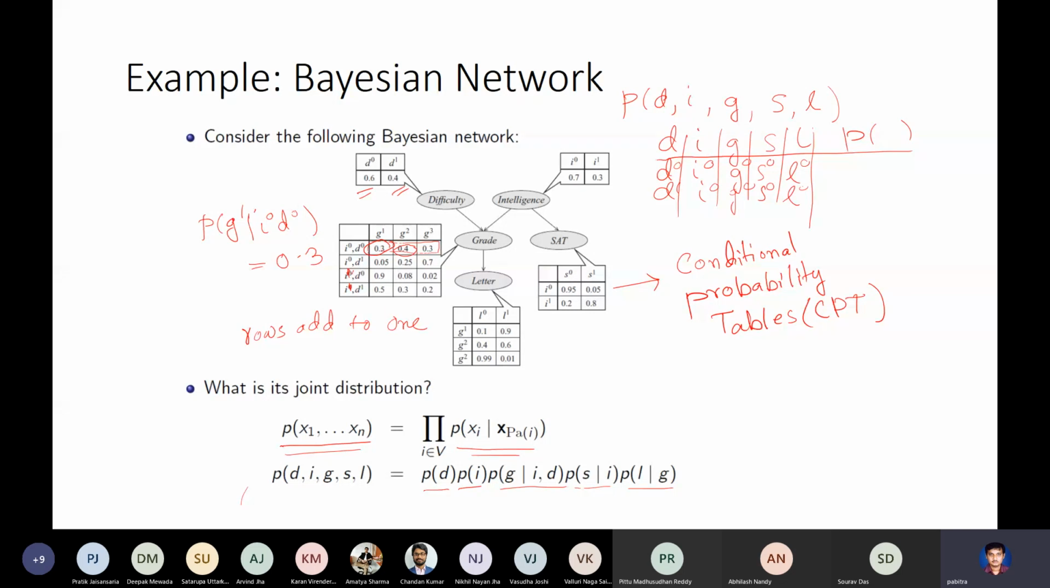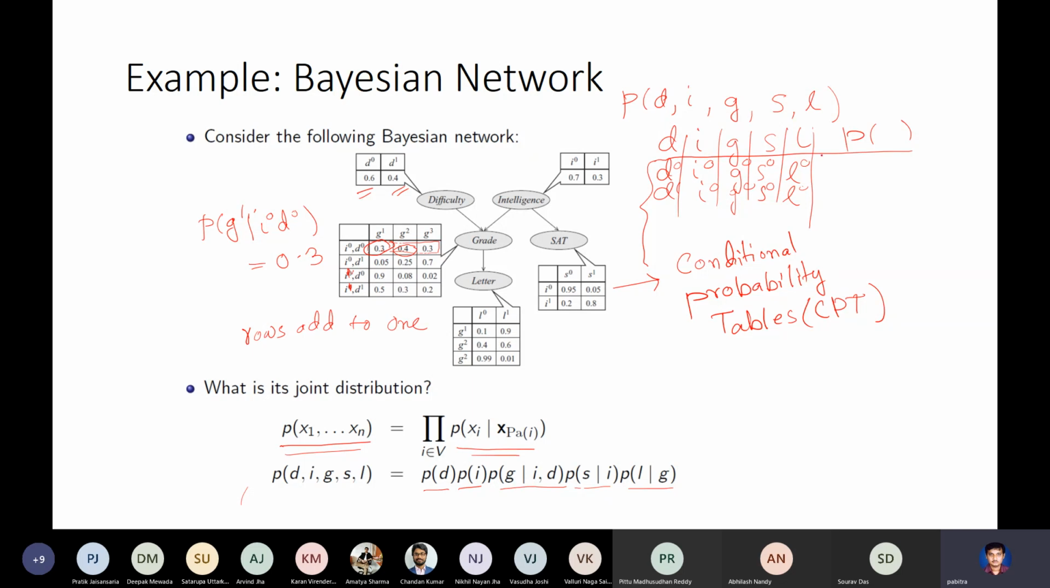2 into 2 into 3 into 2 into 2. Okay, you can find out how many such entries will be there. Each of these are binary except the grade. So you can find out 2 to the power 4 into 3. So many entries will be there.